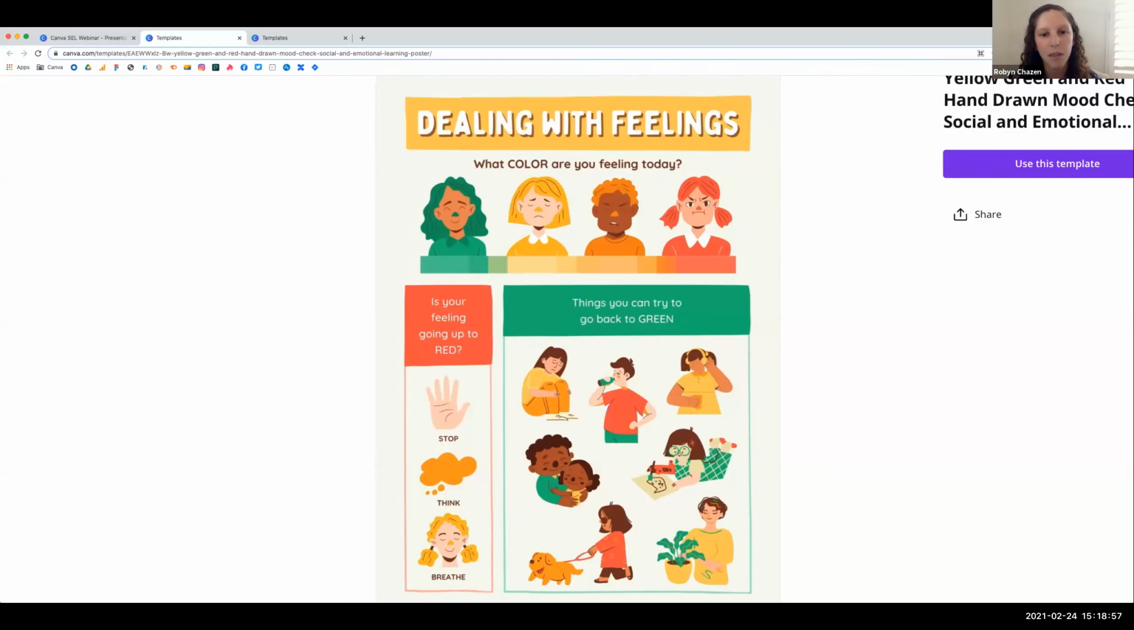And so our goal would be for kids to be in the green, maybe a little bit in the yellow when they're learning. And also on this, it has a thing about if you're in the red, maybe stop, think, and breathe. And these are just ways to kind of reinforce that wherever you're at on the thermometer, you can regulate your emotions.